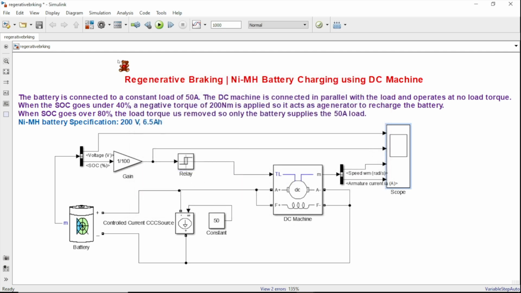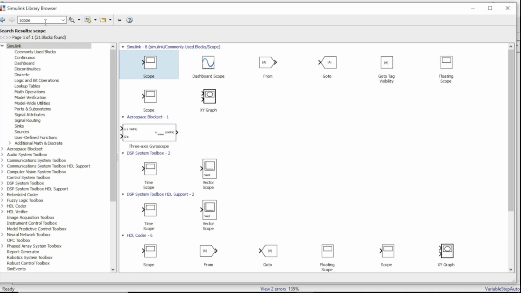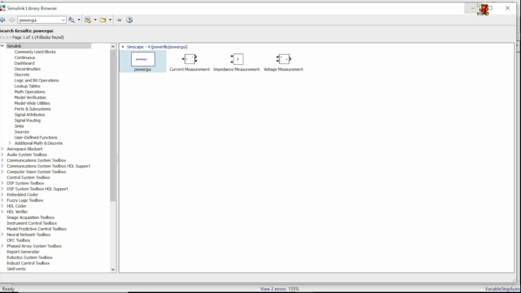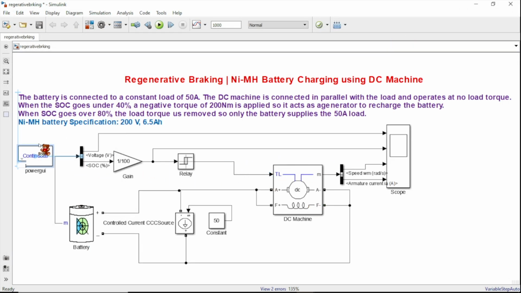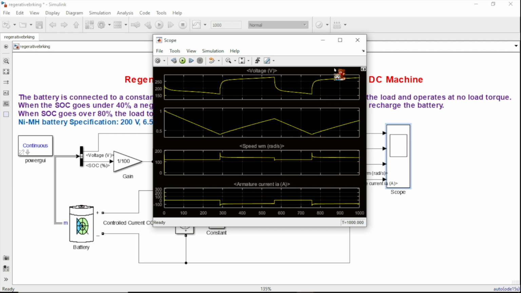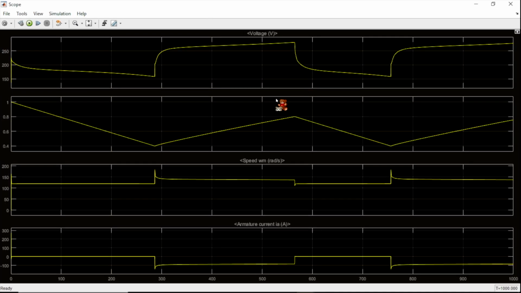Okay, I already forgot. So I have to take the power GUI. So double click on it. So here you can see the waveform. This is the voltage, this is the SOC, this is the speed, as well as this is the armature current.